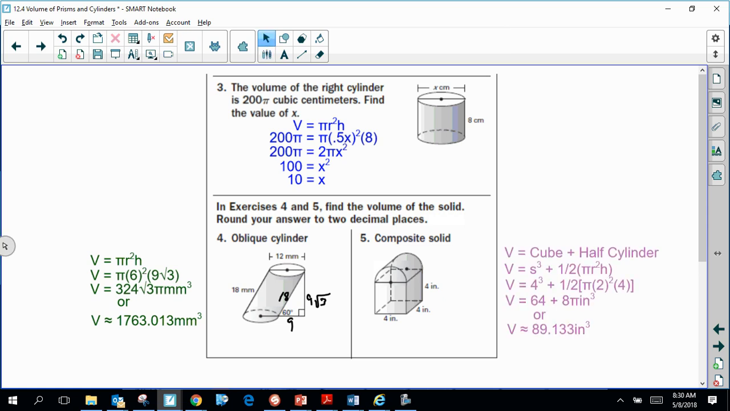And finally, the volume of the composite shape. Here we have a cube plus half of a cylinder, so the volume of a cube is side cubed. The cylinder is half of pi r squared times h. So substituting those values for the side, the radius, and the height of the cylinder, we get 64 plus 8 pi inches cubed for the exact volume, or about 89.1 for the approximate volume.